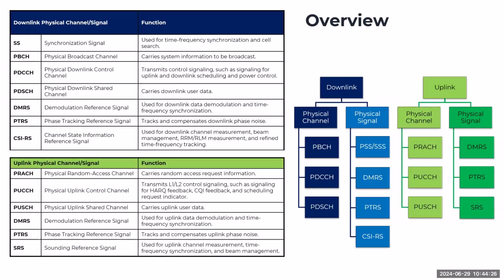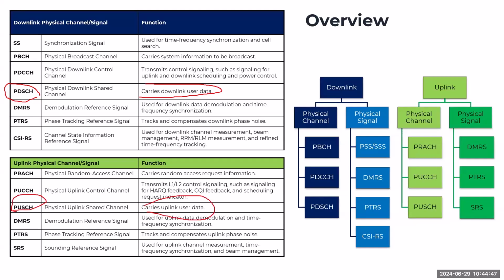In the uplink, it's the same thing. So what I want you to focus on is the PDSCH and the PUSCH. Okay, these two. PDSCH is the physical downlink shared channel, which carries downlink user data, and the PUSCH is for the uplink user data.